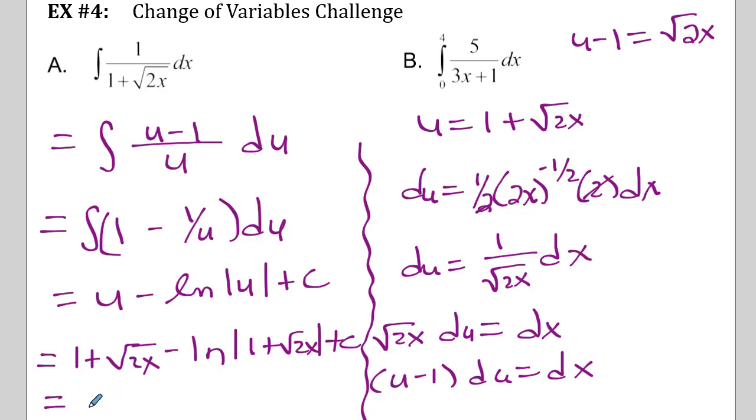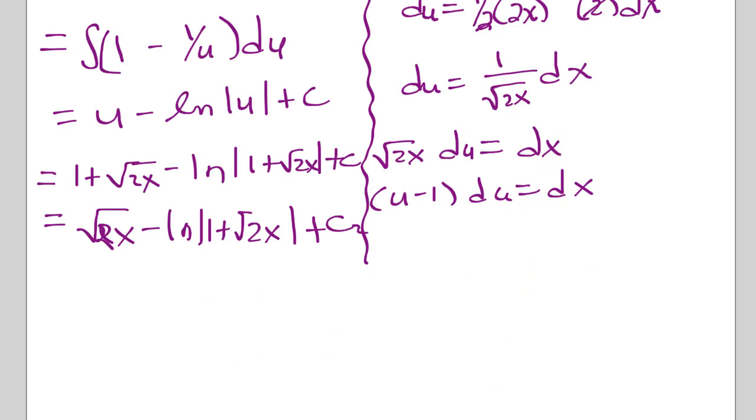So what we'll do is write this as the square root of 2x minus the natural log of the absolute value of 1 plus the square root of 2x plus, I'm going to call this C2. Okay, it's a different arbitrary constant. We have to be careful about using that constant over and over again. So we might even make a note that C2 is equal to 1 plus the original arbitrary constant. So this is different from the C that's up here, but it's still going to be some arbitrary constant. And so that's how we do that.